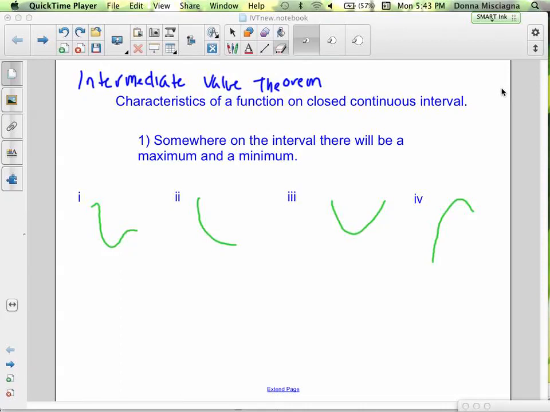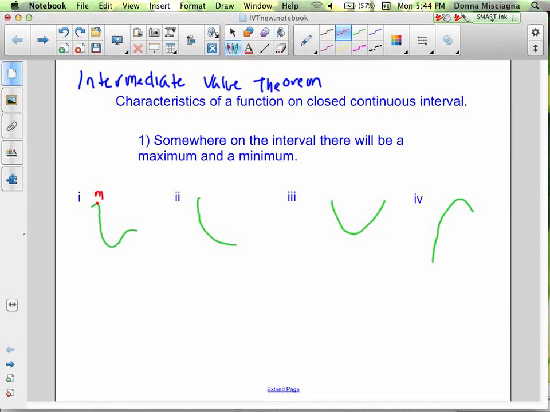Learning about intermediate value theorem. Characteristics of a function on a closed continuous interval: somewhere on the interval there will be a maximum and a minimum. Right? So here we have some functions on closed intervals, and every one of them has a maximum and a minimum.